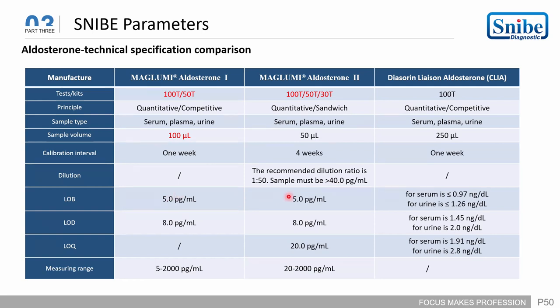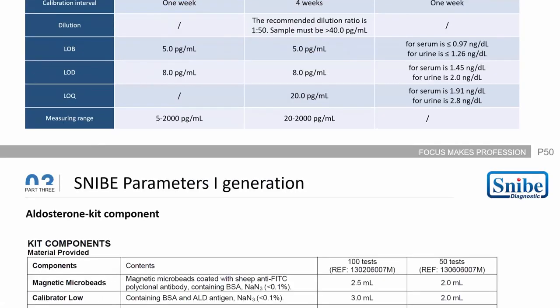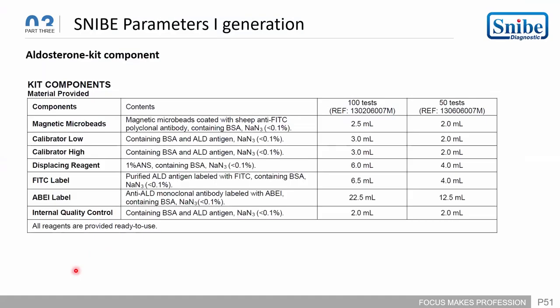So the limit of blank, limit of detection, and limit of quantitation are also explained in a better manner in the second generation as compared to the first generation. And the measuring range is comparatively better than the other competitors in the market. If we talk about the first generation aldosterone kit component, all reagents are ready to use. They have magnetic microparticle beads, low and high calibrator, displacing reagent, and the FITC and ABEI label along with the internal quality control.